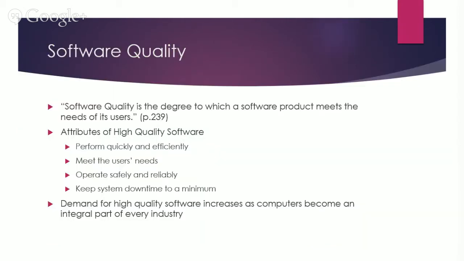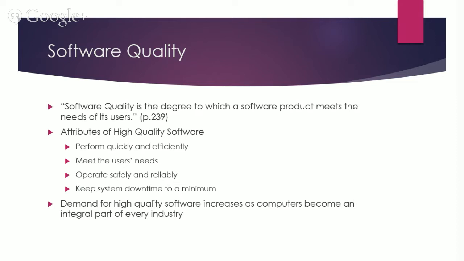So in order to understand how we're going to engineer high quality software, we have to understand what software quality is. Straight from the book, software quality is the degree to which a software product meets the needs of its users. So when we get a requirement document and we know our customers want software to do X, Y, and Z, in order for us to have high quality software, we need to meet those needs.